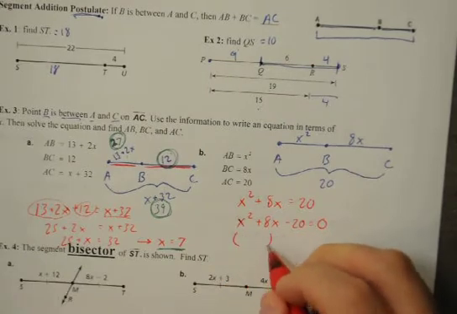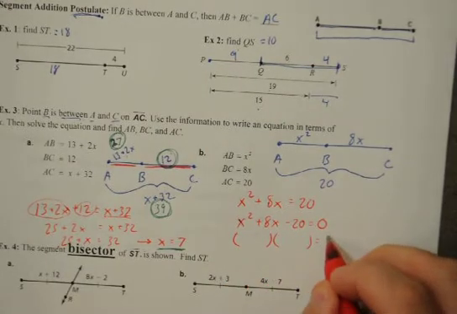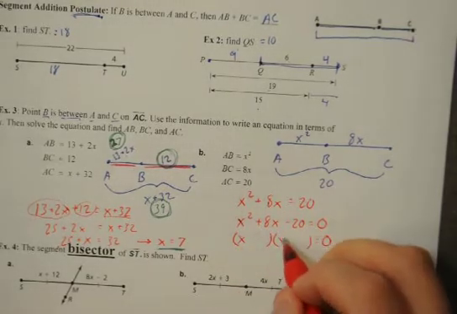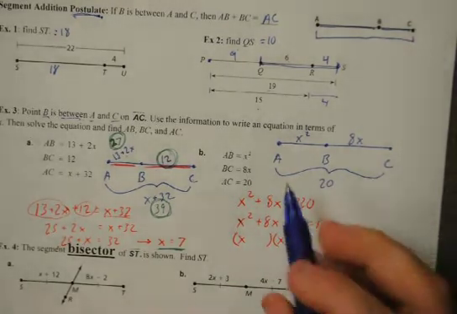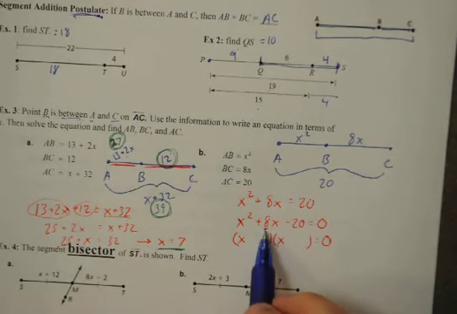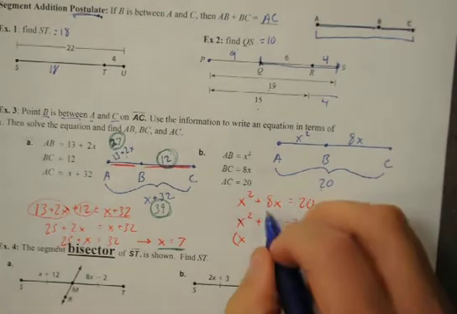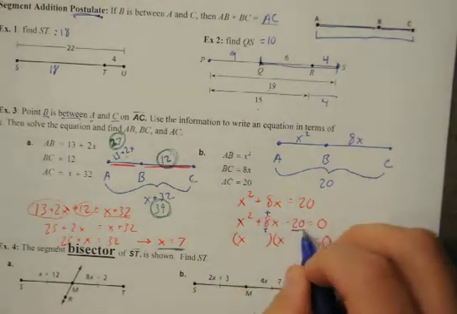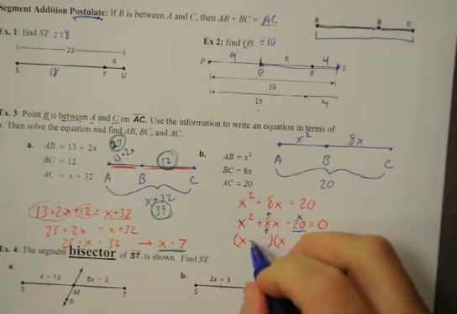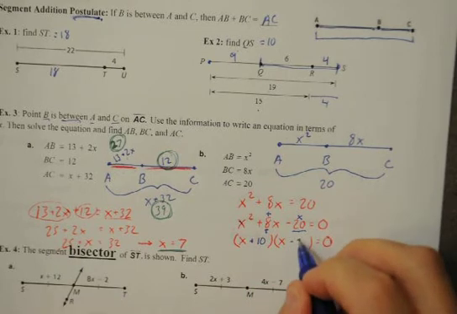Step 3 is also called factoring. You do this thing. So if you can remember, you look for two numbers that add to 8 and multiply to negative 20. Can you think of two numbers that add to 8 and multiply to negative 20? That's right. Positive 10 and negative 2.